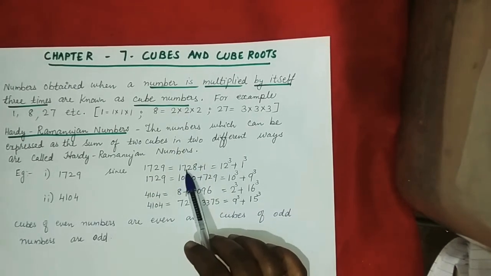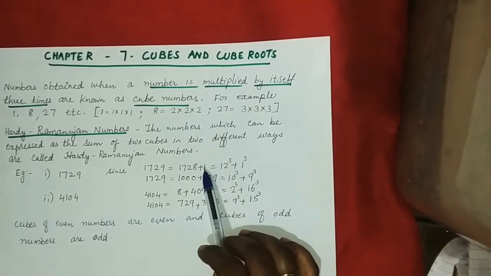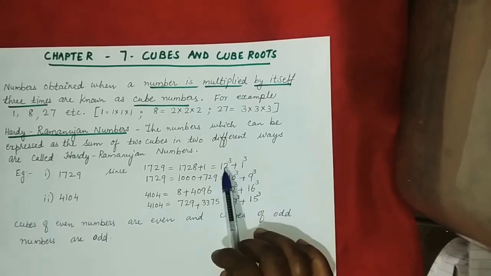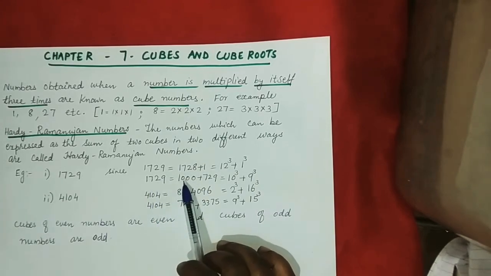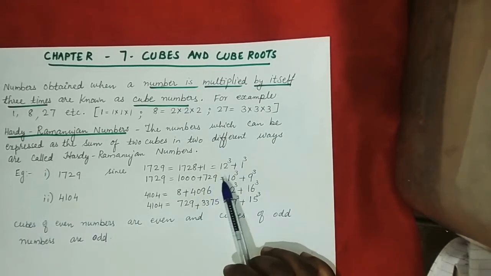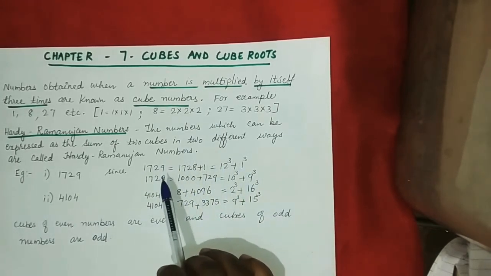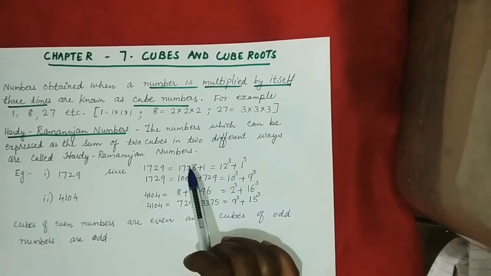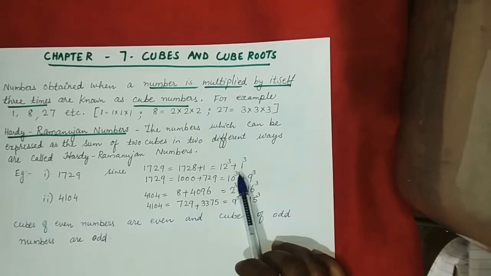1728 plus 1. What is 1728? 12 cube. That means 12 into 12 into 12. And 1 we can express as 1 cube. So it is expressed as a sum of two cube numbers. Now again 1729 you can express as 1000 plus 729. 1000 means 10 cube, 10 into 10 into 10. And 729 means 9 cube, 9 into 9 into 9. So we have seen that 1729 we have expressed as a sum of two cube numbers in two different ways.